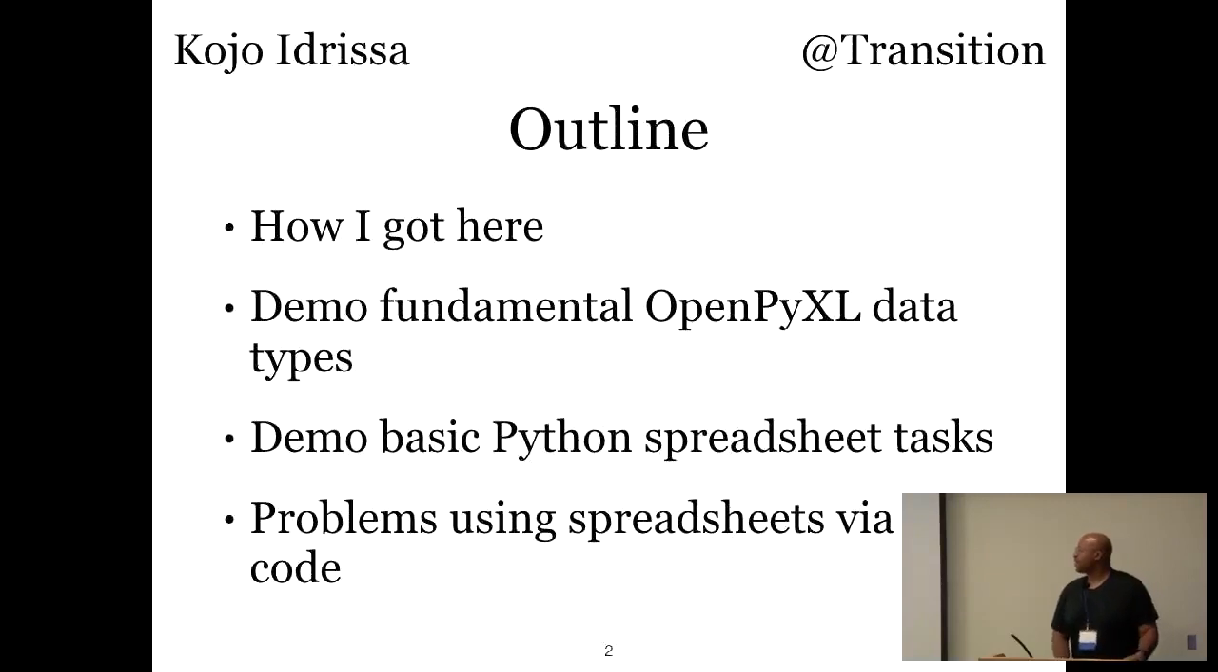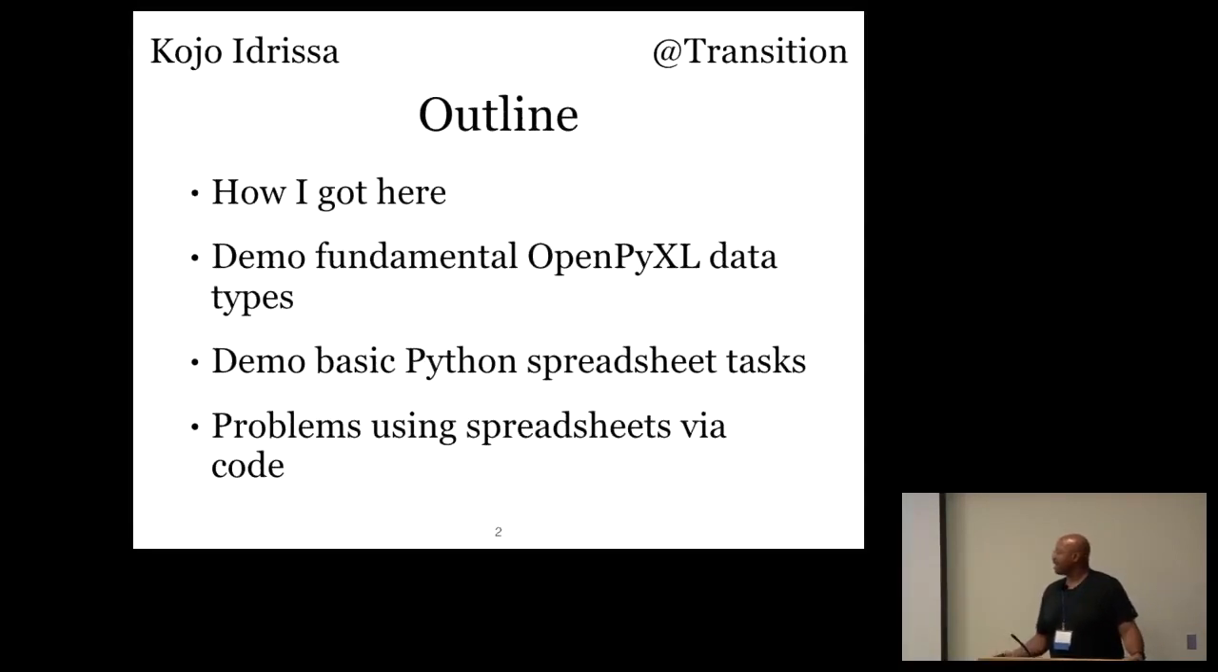So here's a brief outline of the talk. We're going to talk about how I got to the point of wanting to stand in front of people and talk about spreadsheets, which is its own thing. Then we're going to demo some of the fundamental OpenPyXL data types. OpenPyXL is a Python library that I'll be demonstrating. As the name suggests, it's used for working with spreadsheets, sometimes called Excel files, and specifically it works with XLS or XLSX files. So you can't use it with the ODS files that LibreOffice generates.